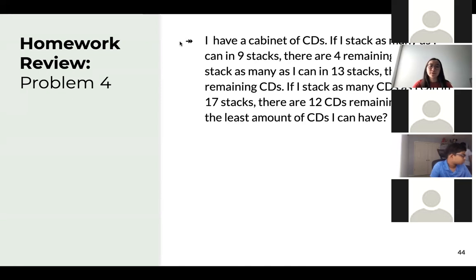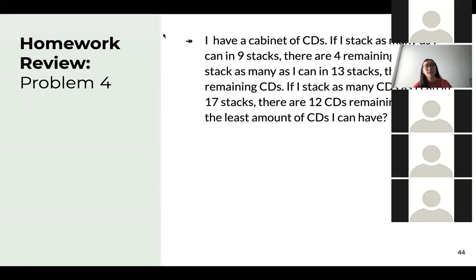So when solving this one, we would find the least common multiple of 9, 13, and 17, like we did before. But also we have to add or subtract a number because there's not an even amount in each stack. So if you have a guess at what number we should subtract or add, type it in the chat based on the number of remaining CDs. Can you notice a pattern in it?